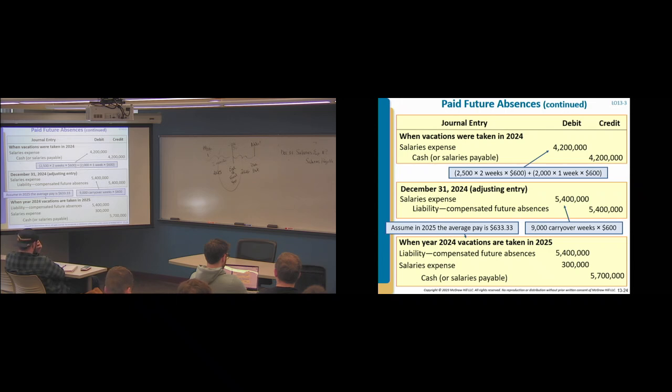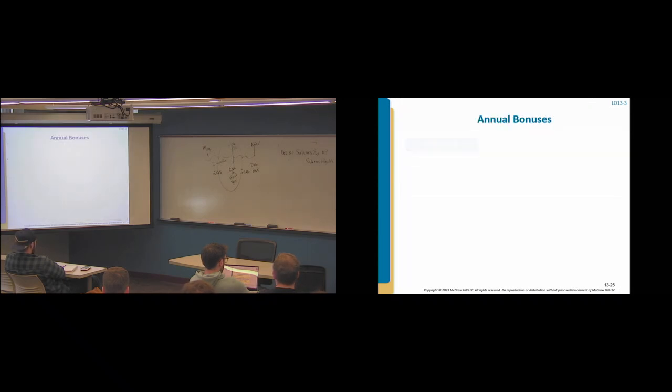In 2025, the average pay went up. Now these are when folks are actually taking their vacation, okay? And so you have a little bit of a difference in pay, which you have to account for too. Like I said a couple minutes ago, this can get a little bit complicated. So you're going to clear out the liability, make up for the difference in the salary expense between the former pay and the current pay, and then the credit is to cash or salaries payable, depending on when you're making those payments. All right, I won't have you guys do that, I just wanted to show that to you. The same pretty much applies with the annual bonuses.